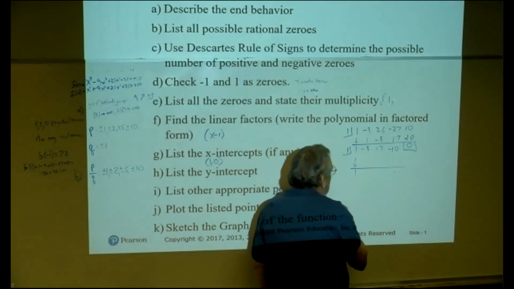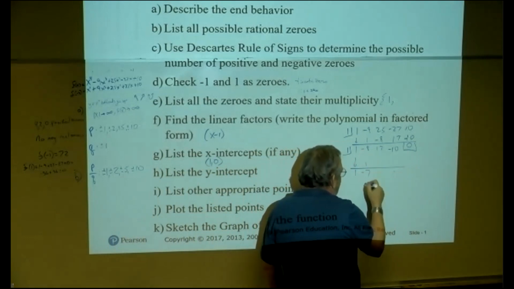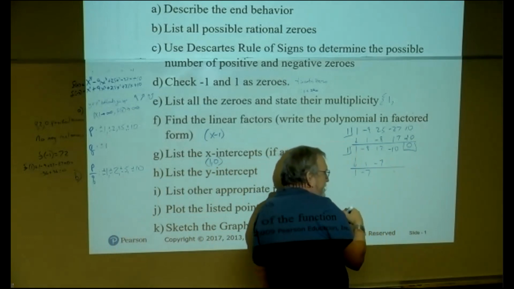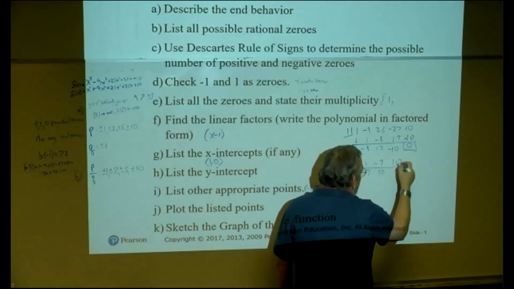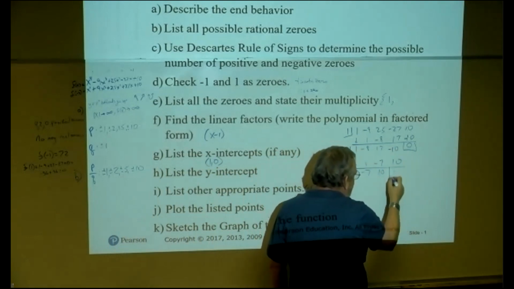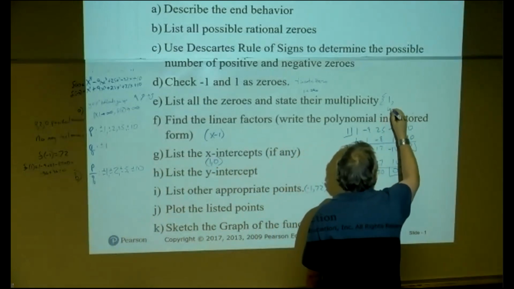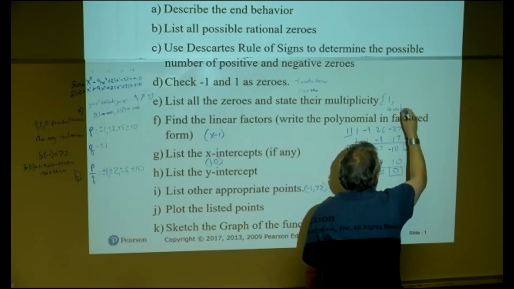Just by checking. Okay, so 1 times 1 is 1. And -8 plus a positive 1 is a -7. 1 times -7 is -7. 17 minus 7 is 10. 1 times 10 is 10. And here I have opposites again, so that does give me 0. So 1 is a double root. So I state its multiplicity.